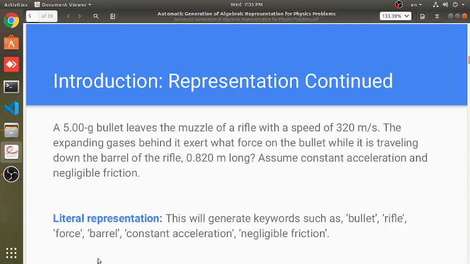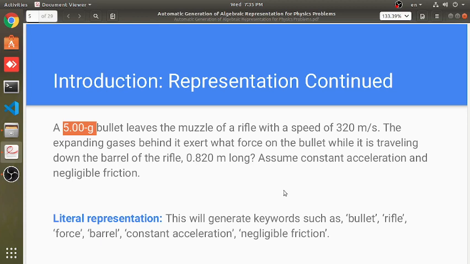One example we are constantly following here: a 5-gram bullet leaves the muzzle of the rifle with a speed of 320 meter per second. The expanding gases behind it exert what force on the bullet while it is traveling down the barrel of the rifle, which is 0.820 meter long. So this is the word problem.